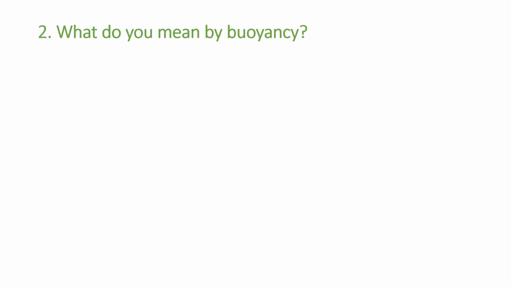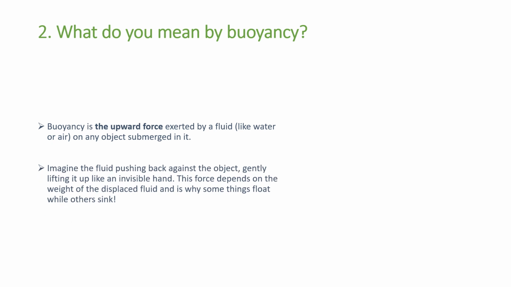What do you mean by buoyancy? We learned buoyancy, right? Let's understand. It's upward thrust, a force, an upward force. Buoyancy is the upward force exerted by a fluid, maybe water, maybe air, on any object submerged in it. We used the example of an object submerged in water, right? So buoyancy is an upward force exerted by a fluid on any object submerged in it.